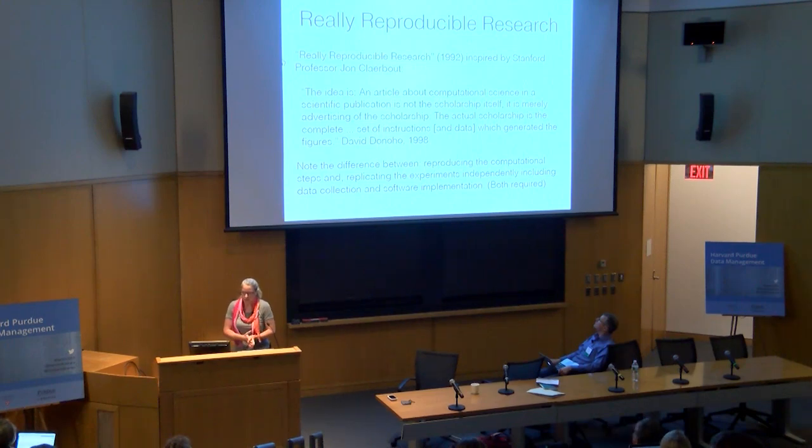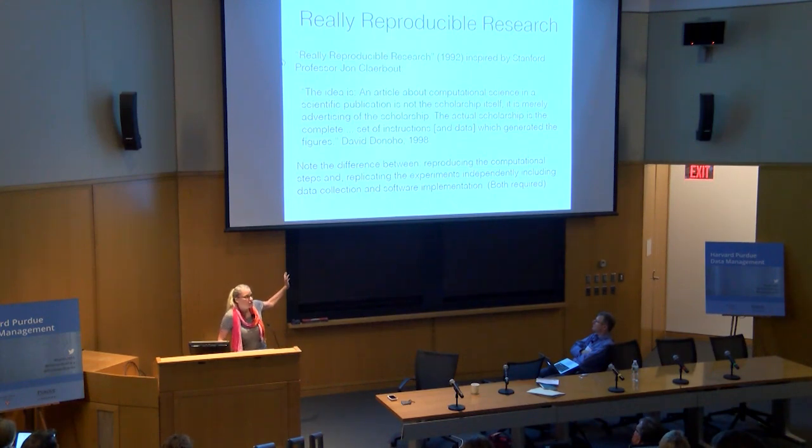So I've also found it useful to think about this concept of really reproducible research. My advisor was David Donoho in the statistics department at Stanford, and he summarized this idea of really reproducible research, which came from Professor John Claerbout's lab, who was a geophysicist at Stanford. The way he said it is that an article about computational science in a scientific publication is not the scholarship itself. It's merely advertising of the scholarship. The actual scholarship is the complete set of instructions and data which generated the figures.